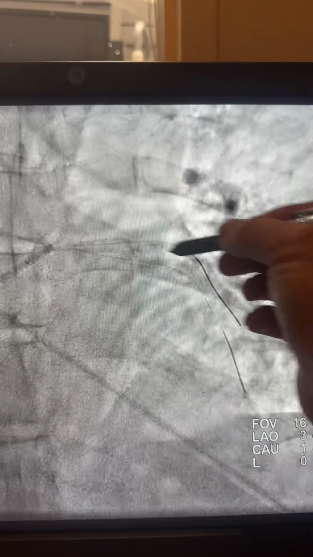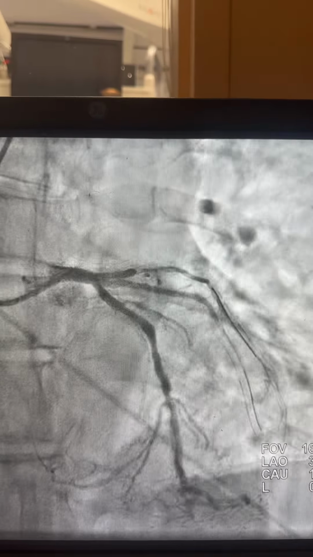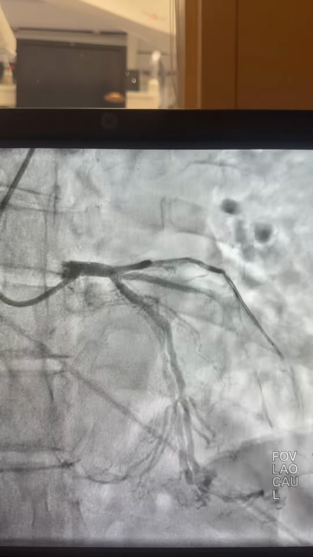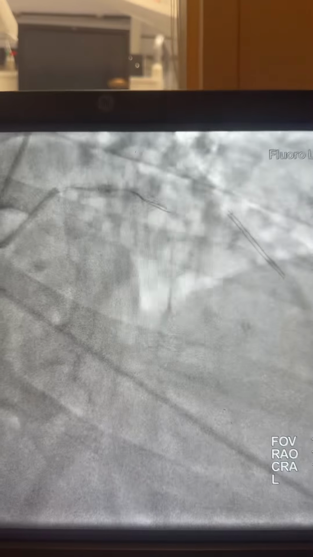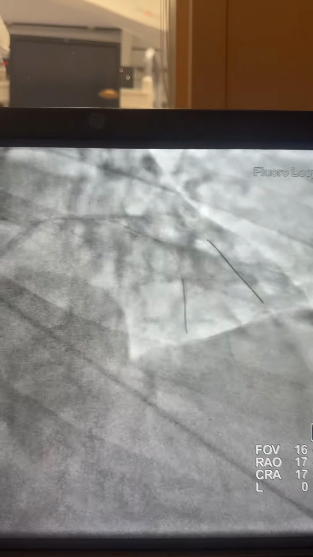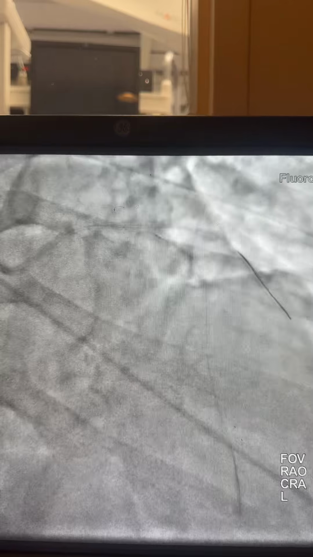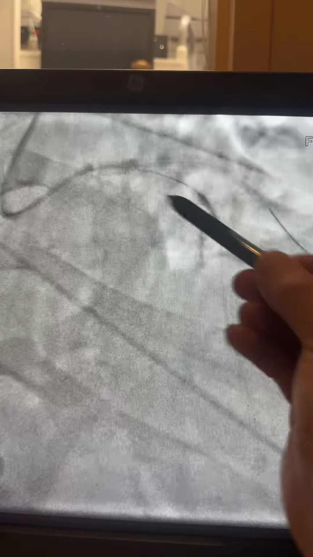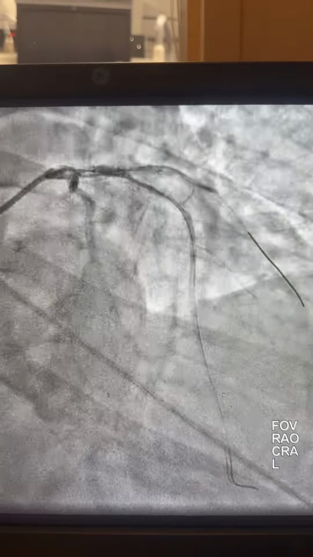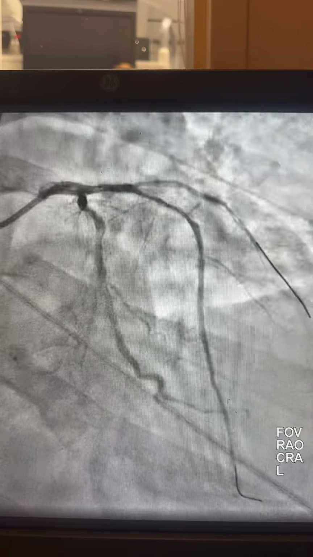So the wire is already in the diagonal. I did multiple inflations with a 2.0 balloon, then the other wire, a PT wire, also supported by a 2.0 balloon, and then here this is a cranial view, RAO cranial, and then you see it advance toward the LAD. Without supporting with a 2.0 balloon, it's very hard to advance the wire, so it always needs to be supported. And here the wire landed well in the distal LAD, and here we have inflations in the LAD, and here is after. Now we have flow in the LAD.